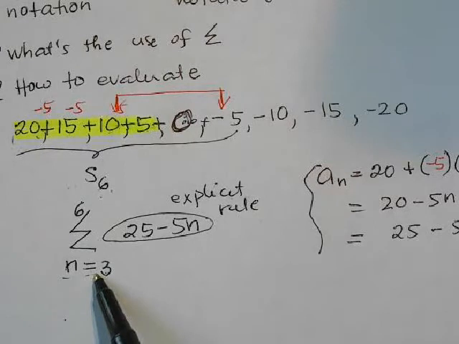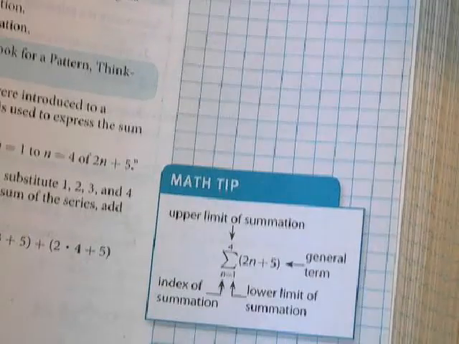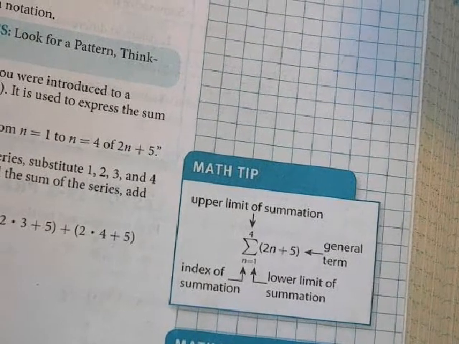add the third term up to the sixth term. Okay, so let's get familiar first with the summation notation. So say for example, this is an example of a summation notation. Okay, so this is in your book, page 303.